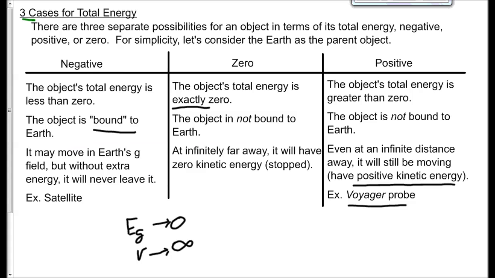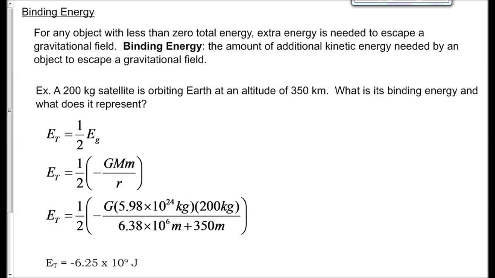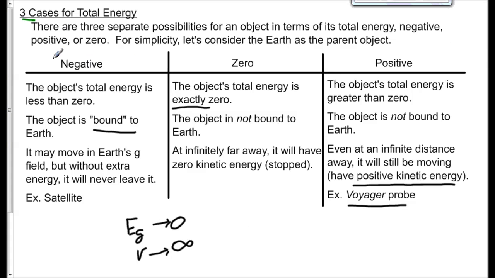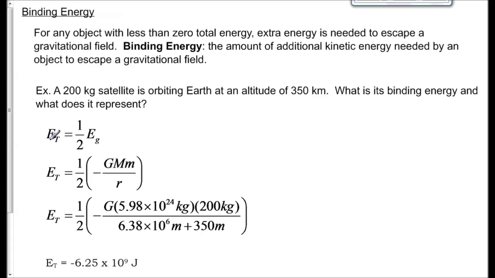All right, so these are our three cases. There's not really any other options, but if we look at these, we actually have some other ideas. If we look at an object that has less than zero total energy, so if I go back to this page here again, something with negative energy, what that actually means is we have to give that thing extra energy to escape the gravitational field. And we're going to call that extra energy, the additional kinetic energy, the binding energy.